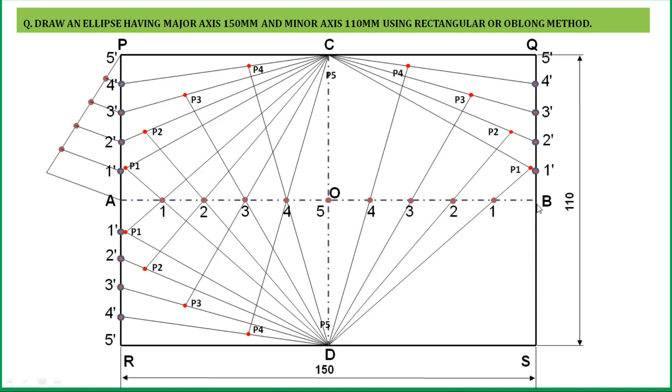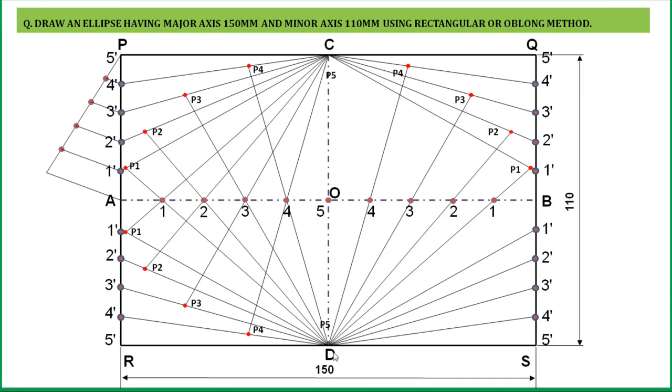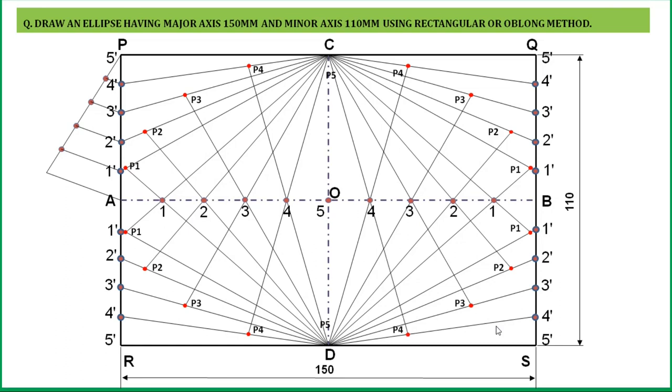After that, only the last quarter is remaining. Divide this BS line into 5 equal parts. Join these points with the point D. Take the opposite point of D, that is C. Join C with 1 and extend up to 1 dash D. This will give you the first point. Similarly, join C with 2 and extend up to 2 dash D. This is the second point. Likewise, join all these points with C and extend up to the corresponding lines to obtain the third and fourth points. So we have got all the points over this ellipse.